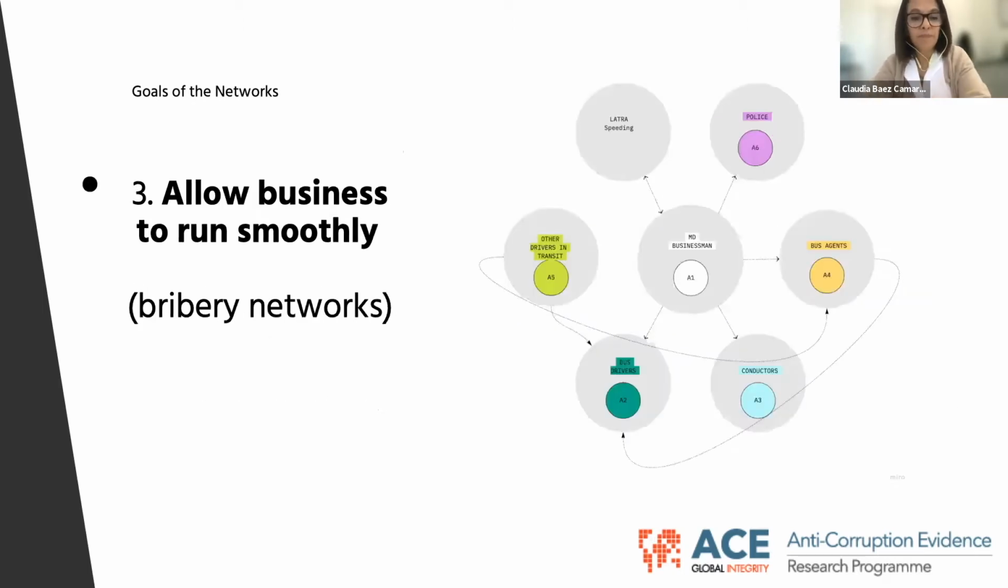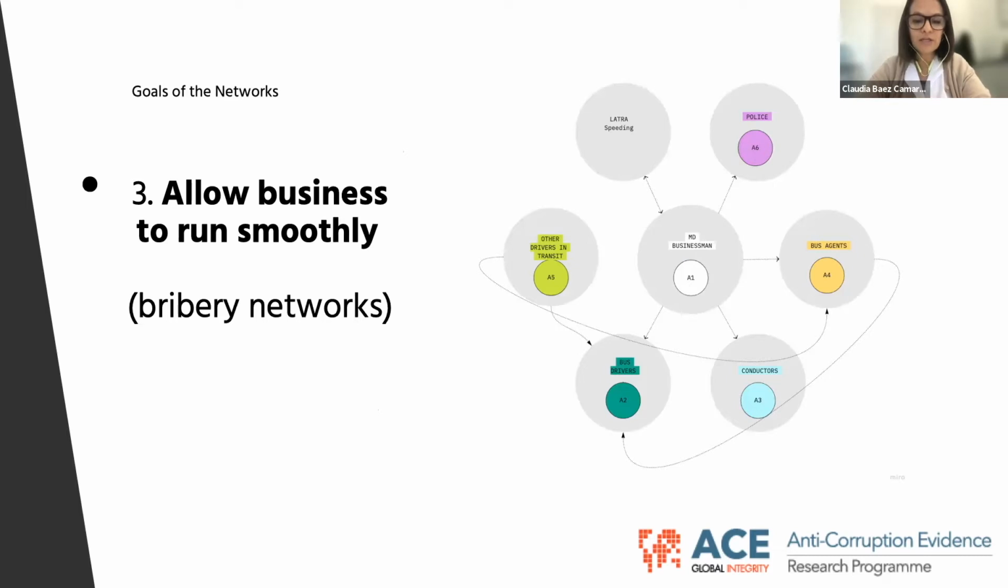The third goal of building a network is to ensure that business runs smoothly. So business people may build bribery networks to secure some competitive advantage over other firms, to avoid sanctions, to obtain permits and licenses swiftly, and so on.